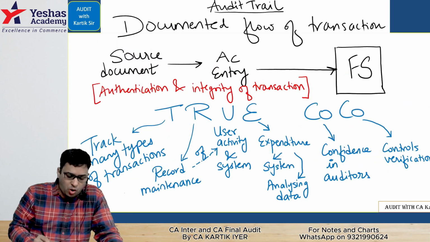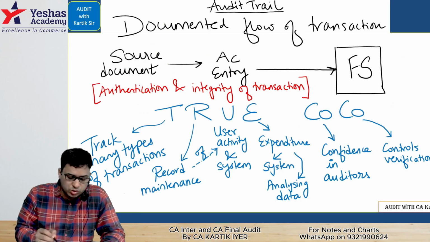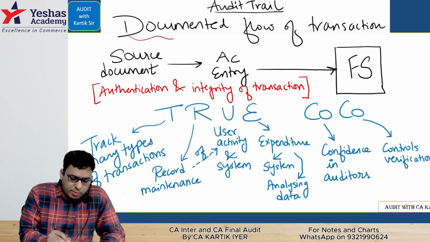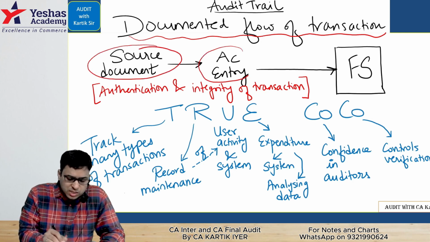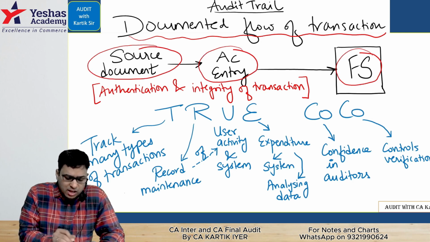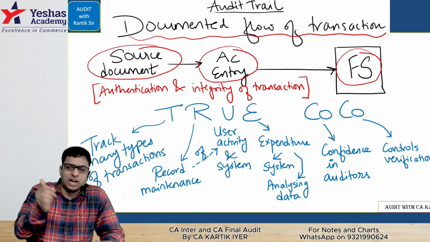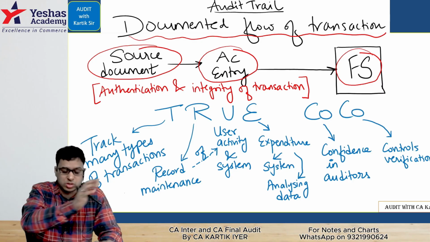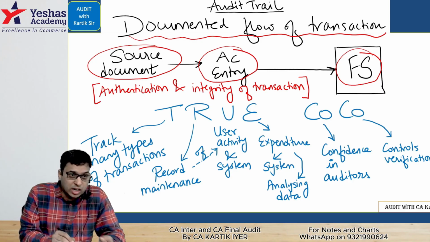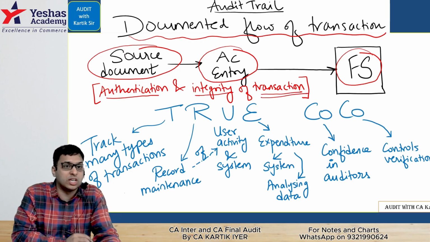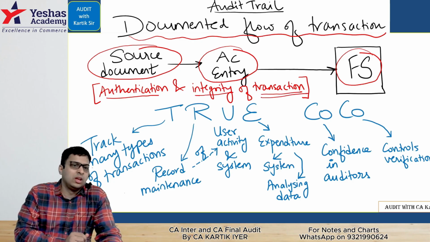Question number 8 now. Audit trail. Very simple. Audit trail was what? It's a documented flow of transaction from source document, accounting entries made. From there, financial statements are prepared. So when we check if the audit trail is available, it means you can go backward and check the source. In that case, you will get confidence regarding authentication and integrity of the transaction, genuineness of the transaction.